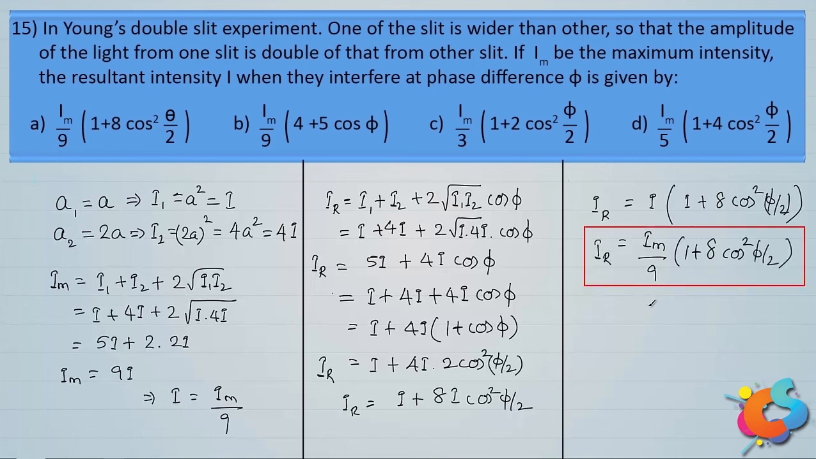So this is the correct expression for intensity, and that is clearly given in option A. Therefore option A is the correct answer. That is, IR is equal to Im by 9 into 1 plus 8 cos square phi by 2.